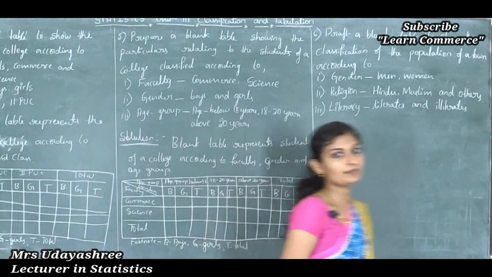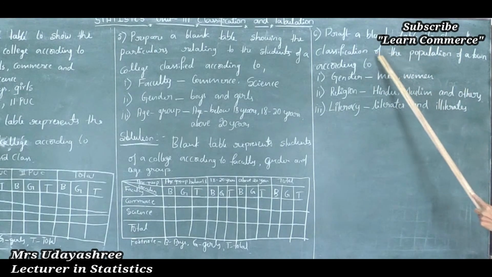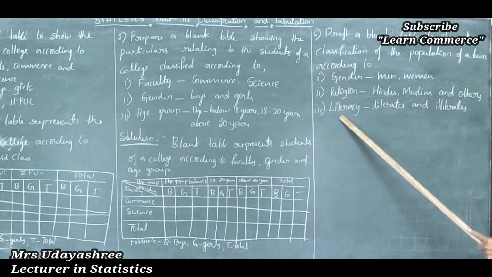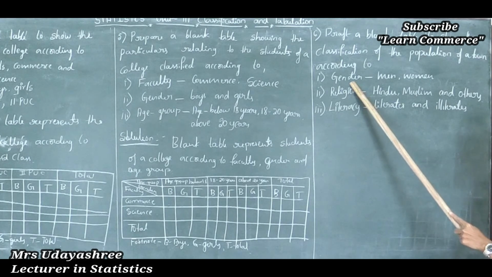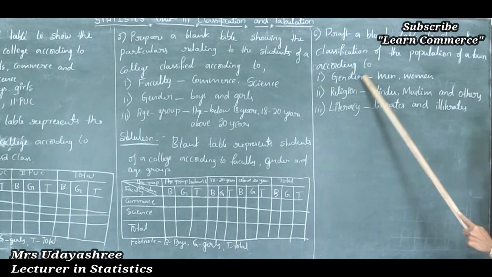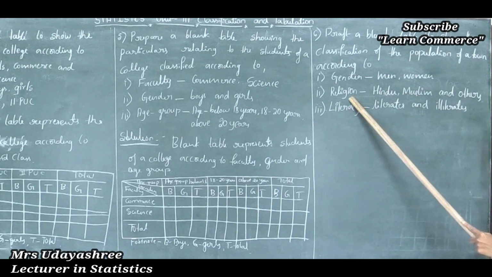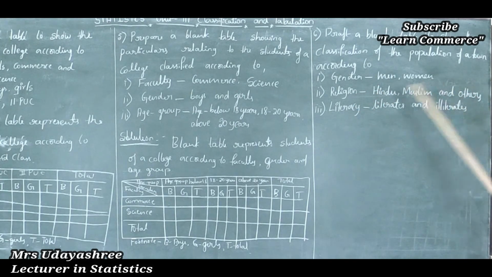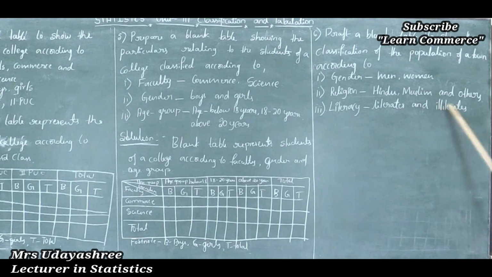Next, move to problem number 6, that is draft a blank table to show the classification of the population of a town according to gender, religion and literacy. Okay, now see here there are 3 classifications given, that is gender, religion and literacy. So under gender classification, the classified characteristics are men and women. Under religion classification, the classified characteristics are Hindu, Muslim and others. Under literacy, the classified characteristics are literates and illiterates.